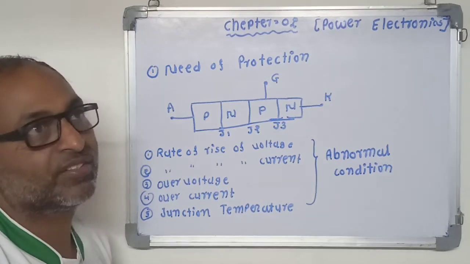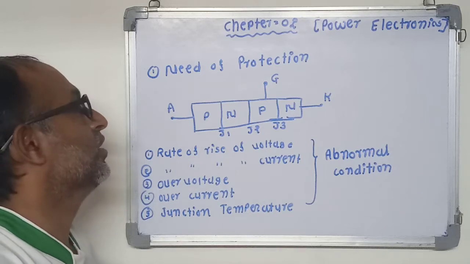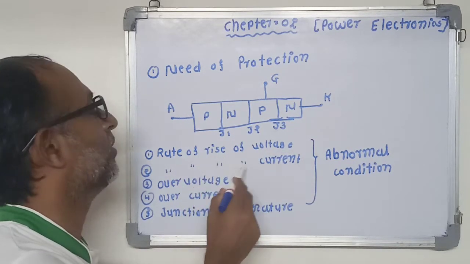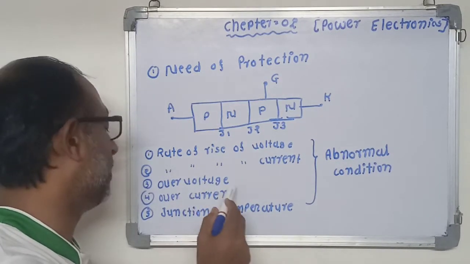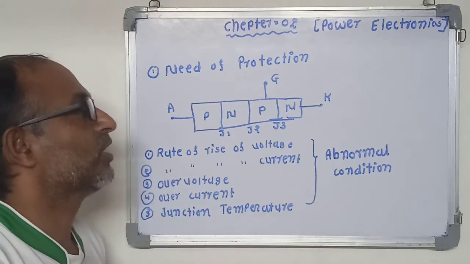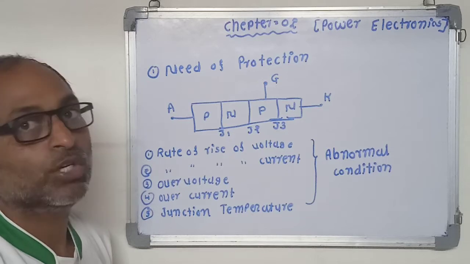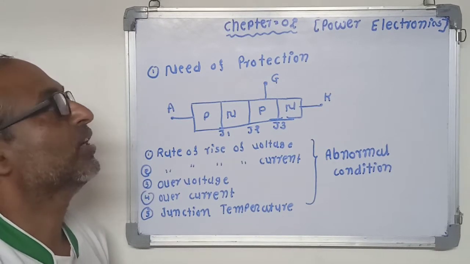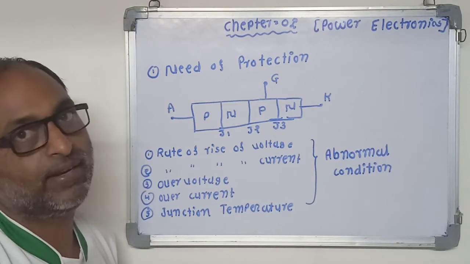The SCR may face some abnormal conditions during its operation due to the rate of rise of voltage, rate of rise of current, over voltage, over current, and junction temperature. Due to these abnormal conditions, the SCR may be permanently damaged. So, for reliable operation of the circuits, protection is required for the SCR.